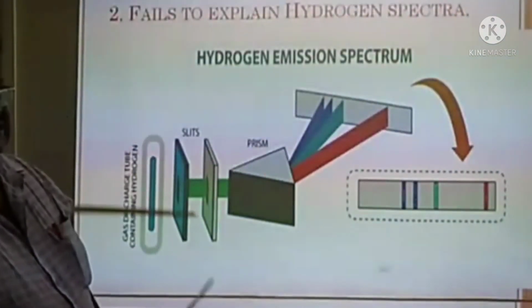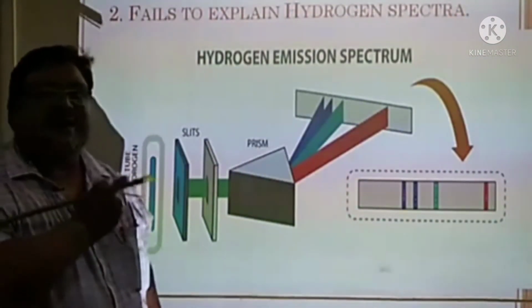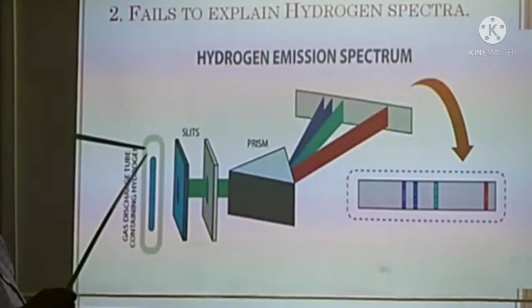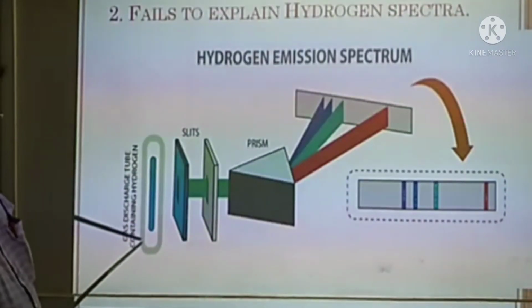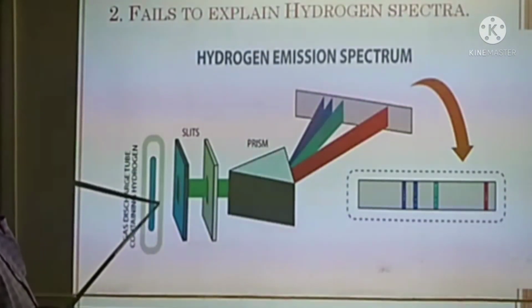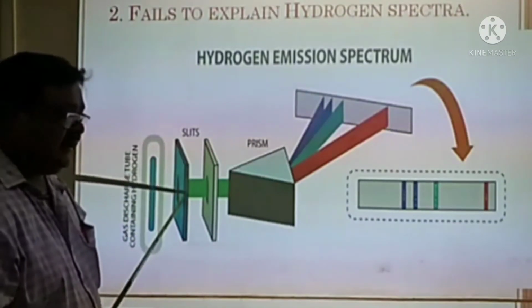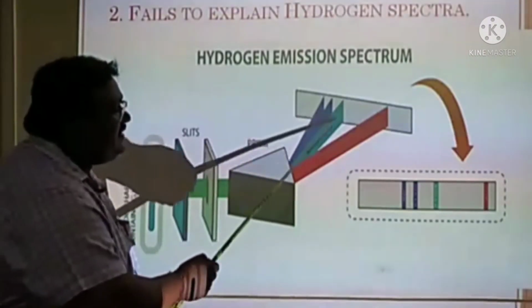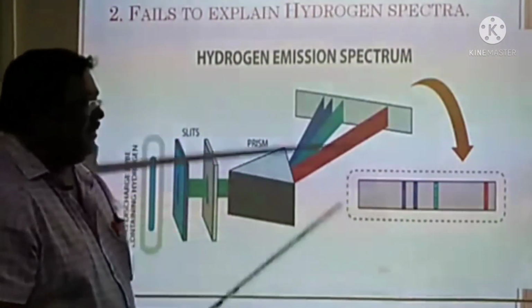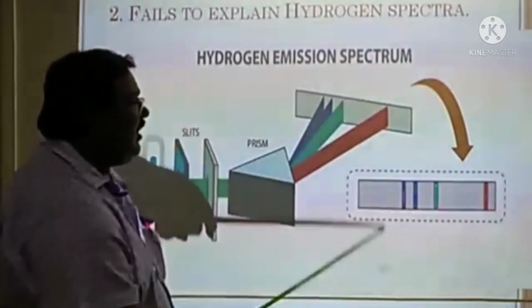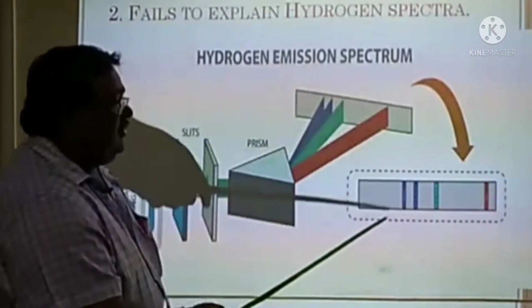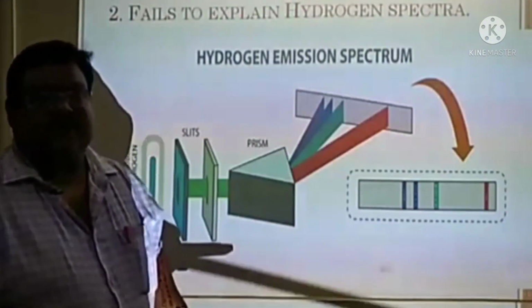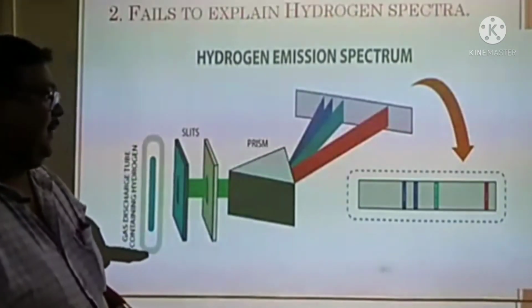Another failure of Rutherford's atomic model is that it fails to explain the hydrogen spectra. When electrical energy is passed through a steel tube containing hydrogen gas and the radiation emitted is analyzed with the help of a spectrophotometer, 6 different series of colors are obtained. These 6 different series are called the hydrogen spectrum. They are named the Lyman, Balmer, Paschen, Brackett, Pfund and Humphrey series.